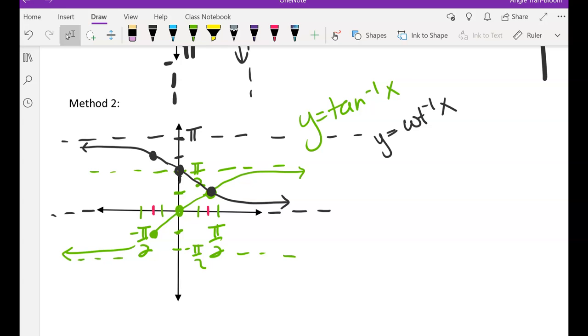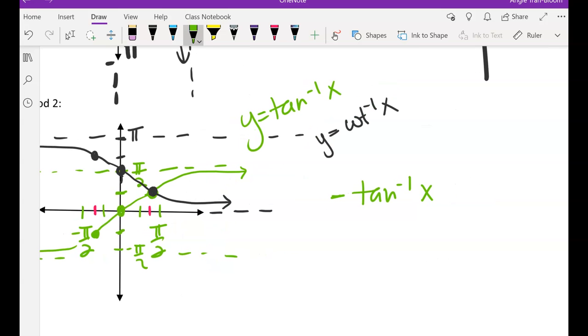Okay, I'm going to write that down first. I'm going to take the tangent inverse, the green, and Ray said reflect it. Where would I put this negative? In front of the tangent inverse. Sure, let's stick it in there. We flipped it, so now it's upside down. What else do you have to do to make it look exactly like the black? Add pi over 2. Yes, we're going to move it up. Gorgeous. Those transformations will make it look like the black graph.